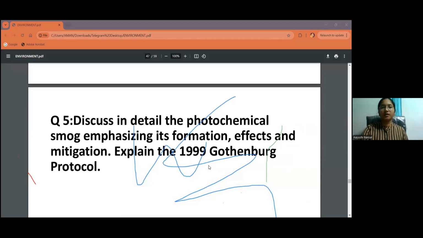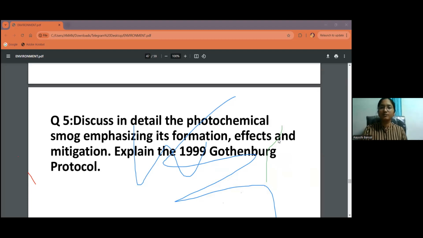Okay. We'll see this question. Discuss in detail the photochemical smog, emphasizing its formation, effects, and mitigation. Explain the 1999 Gothenburg Protocol. Now, this question might seem like a bouncer if you do not know photochemical smog. So it is a little bit factual and a specific question. For these kinds of questions, I would say whenever you are studying for your prelims examination, keep in mind that even in mains, you can get a very specific question. So if you had studied well for prelims, you would have been able to answer this question.